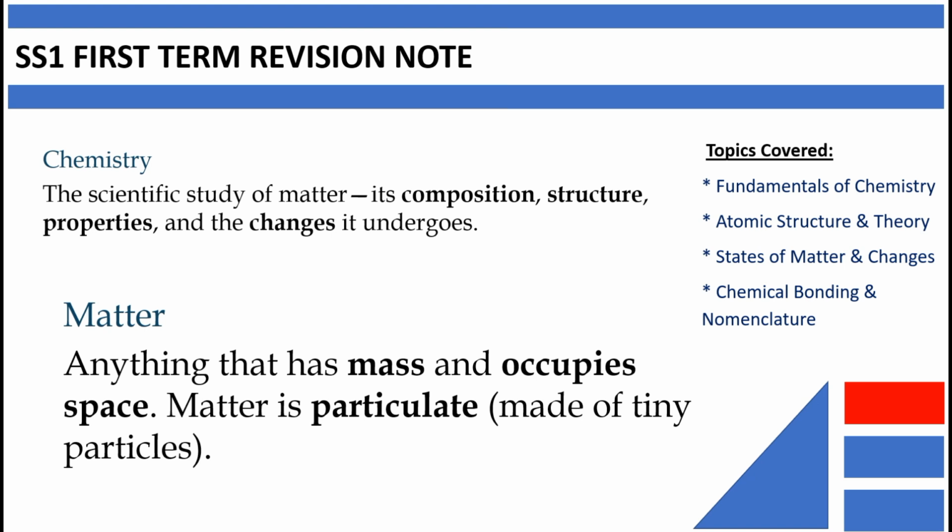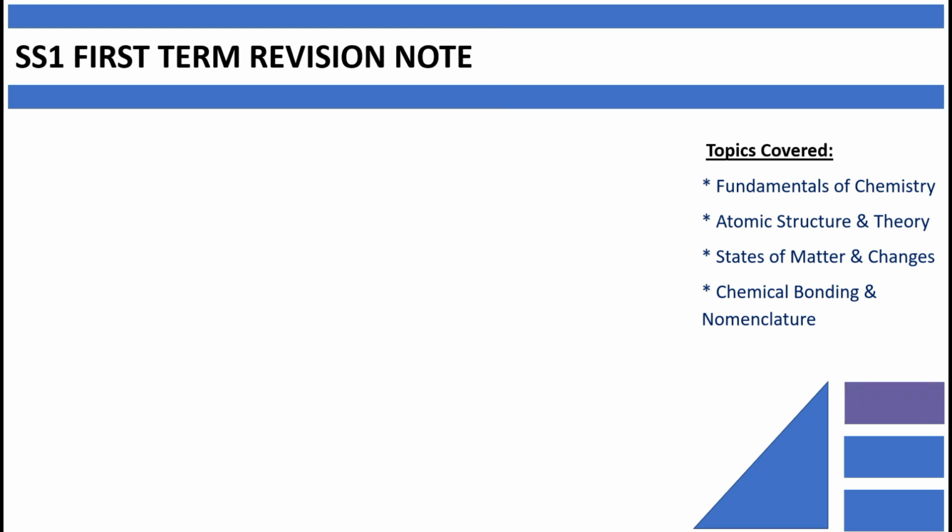Matter can be classified based on its physical state, that is the way they appear. Because if you look at the definition of chemistry, we say something about structure. So we are looking at how matter appears. We can classify them as solid, liquid and gas. Although we still have other ones like plasma and so on, we are not interested in that. We are more interested in solid, liquid and gas.